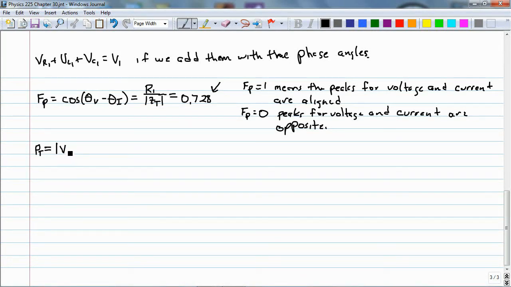the magnitude of V1 times the magnitude of my current. This is getting rid of the angles and just giving me the total length, times my power factor. And when I calculate that for this circuit, I get 2.65 times 10 to the minus fourth watts.